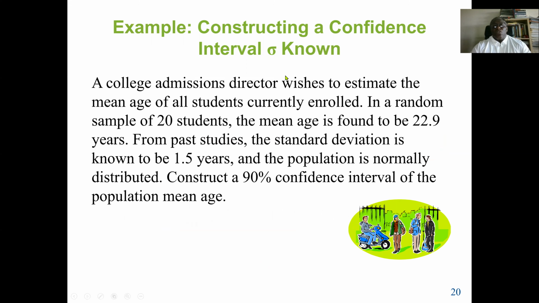Here they say construct a confidence interval, standard deviation known. So a college admissions director wishes to estimate the mean age of all students currently enrolled. In a random sample of 20 students, the mean age is found to be 22.9. From past studies, the standard deviation is known to be 1.5 years, and the population is normally distributed. We should construct a 90% confidence interval.